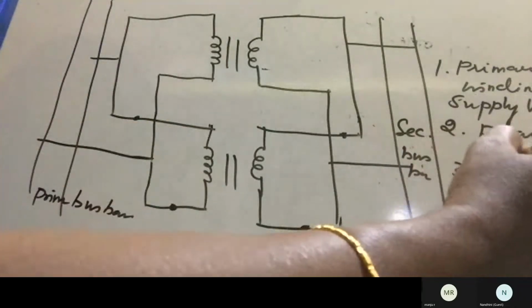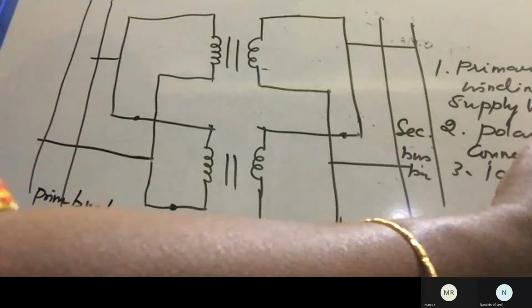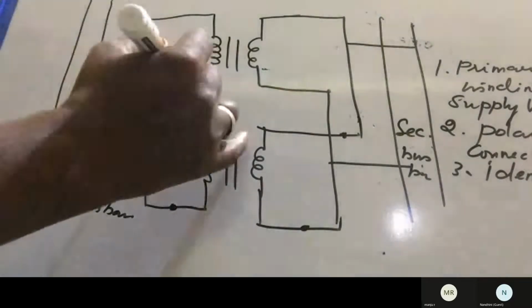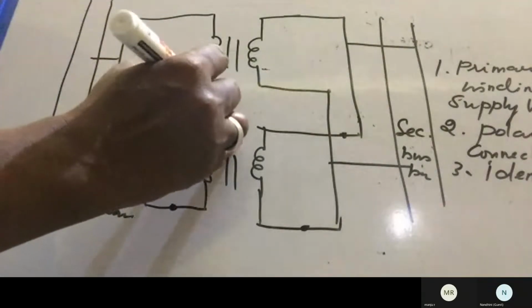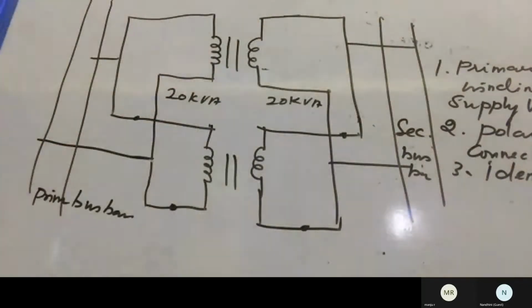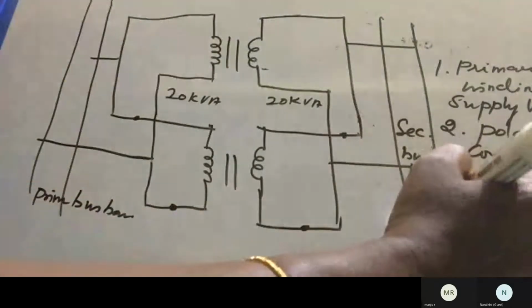That is, they should be identical transformers. What is the meaning of identical transformer? The rating of the transformers will be the same. For example, if this is 20 kVA rating, this also is 20 kVA. Only then can we connect the two transformers in parallel. Next, the percentage impedance.